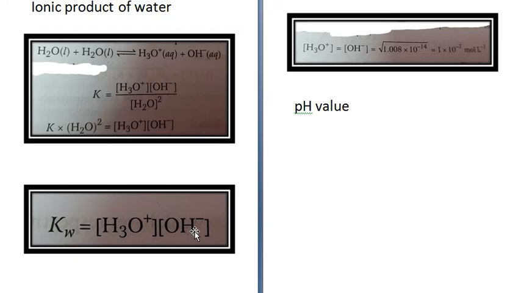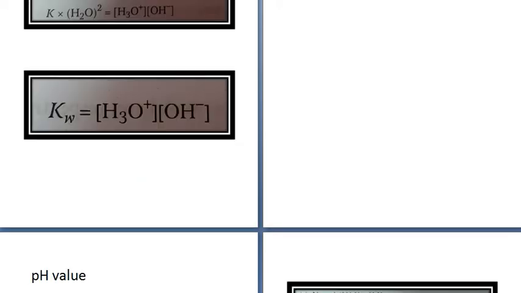Now as the concentrations of H3O plus and OH minus are equal, H3O plus concentration is equal to OH minus concentration, which is equal to square root of 1.008 into 10 to power minus 14, which comes to 1 into 10 to power minus 7 mole per liter. Alright. So Kw value is 1.008 into 10 to power minus 14, and you have taken the square root of it. So that comes to 1 into 10 to power minus 7 moles per liter.